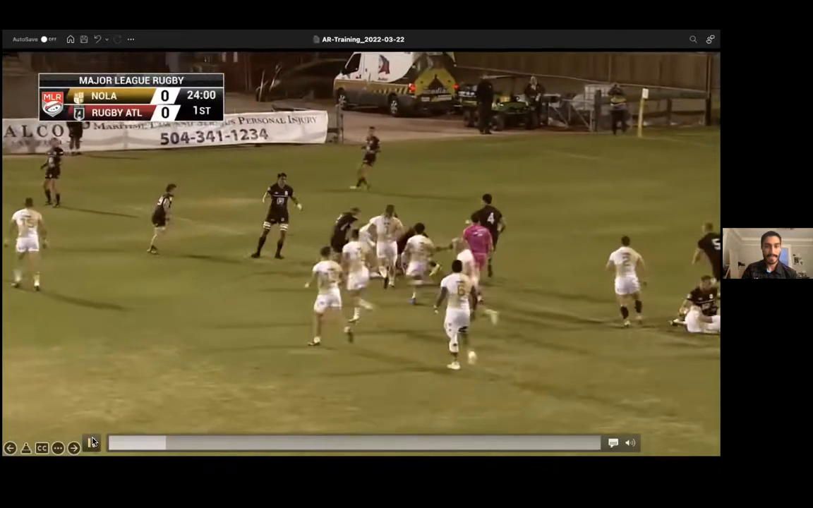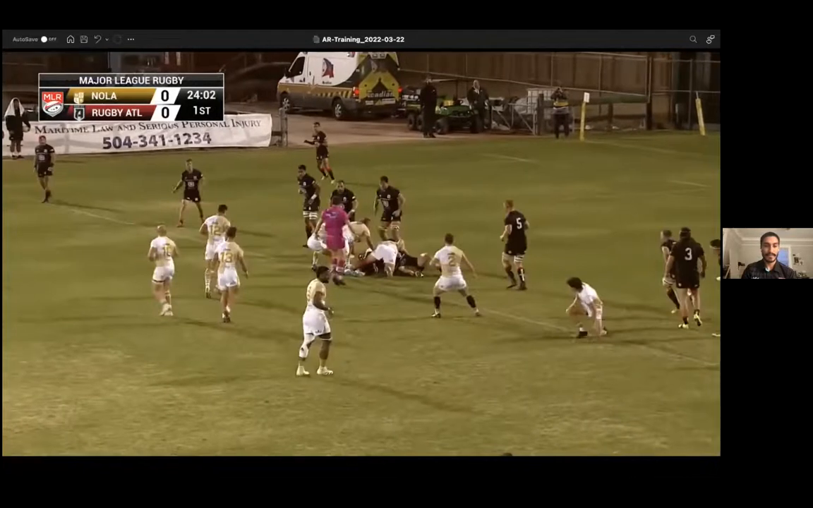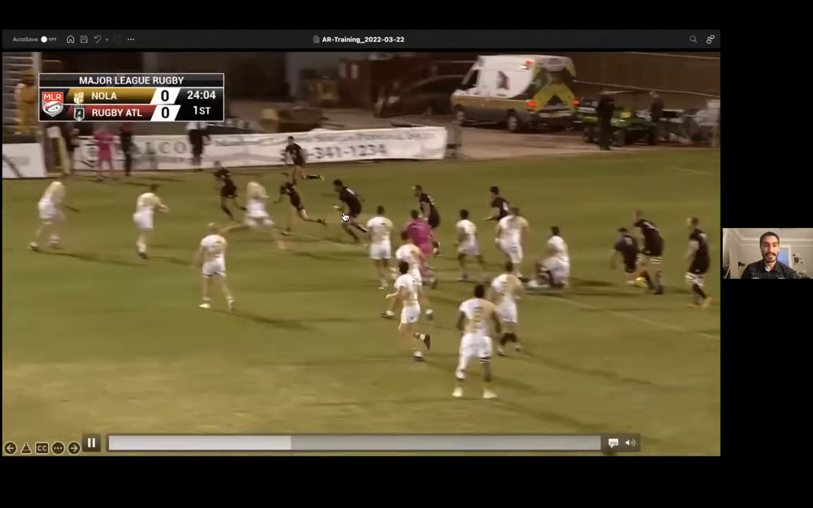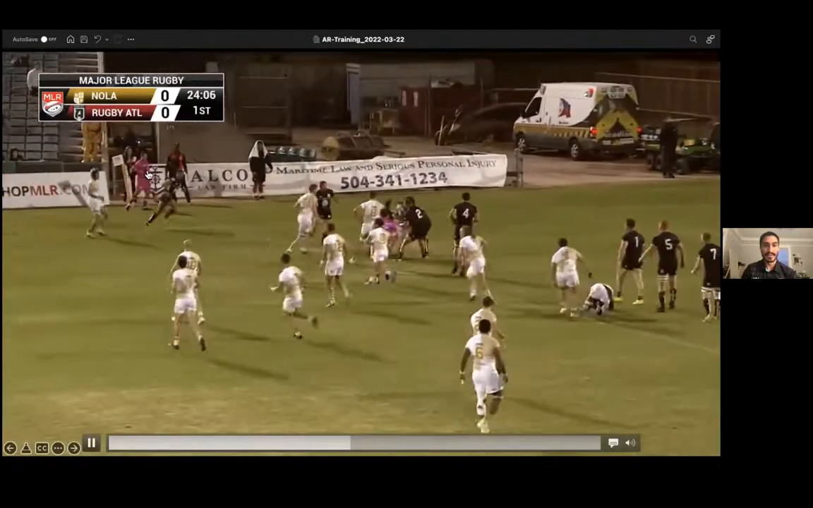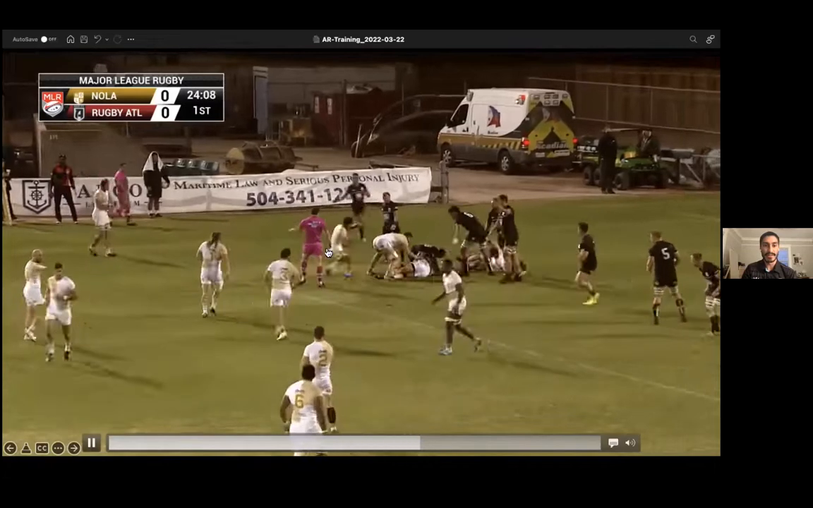They've got to get this ball down. Rugby ATL setting up a good defense. So here you can see these players are offside. Referee AR is on the comms.